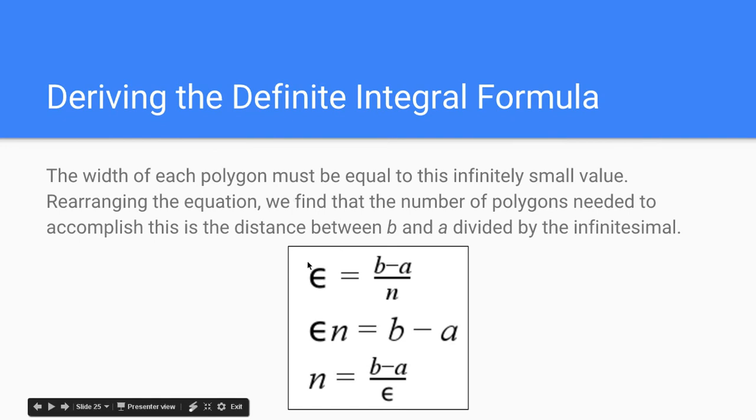So what I've said is epsilon equals b minus a over n, because b minus a over n is the width of a single polygon. Rearranging this equation, we can find that the number of polygons needed to accomplish the distance between b and a divided by the infinitesimal. So I've multiplied n on this side, and then divided both sides by epsilon. So I get n equals b minus a over epsilon. So now anytime I see n, which originally had to be infinity, which I can't use, I can just substitute n with b minus a over epsilon.